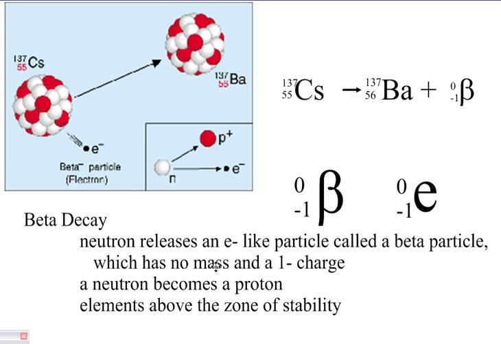When this neutron releases that electron-like particle, which we call a beta particle, it goes back to being a proton. Beta particles are like electrons in that they have no mass and they have a -1 charge. So elements above the zone of stability will go closer to it, will go down on that nuclide table by bringing their ratio of neutrons to protons down. An example of this would be cesium becoming barium. Notice again that there is a conservation of mass and a conservation of protons: 137 equals 137 plus 0, 55 equals 56 minus 1.